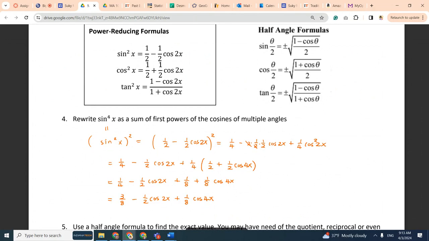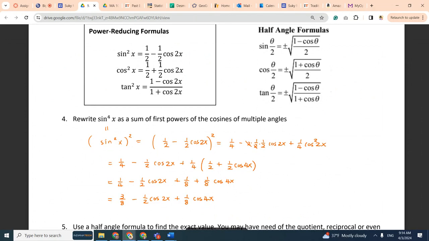So therefore, these 2 cancel. We have 1/4 minus 1/2 cosine 2x plus 1/4 cosine squared 2x. We don't want to see squared. We want to see all first power. Therefore, the cosine squared becomes 1/2 plus 1/2 cosine of double the angle. Because your angle was 2x, when you double the angle, it becomes 4x. Is that okay, everybody? When you double the angle, it becomes 4x.